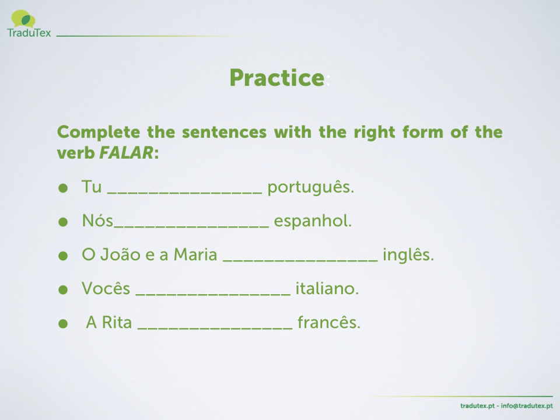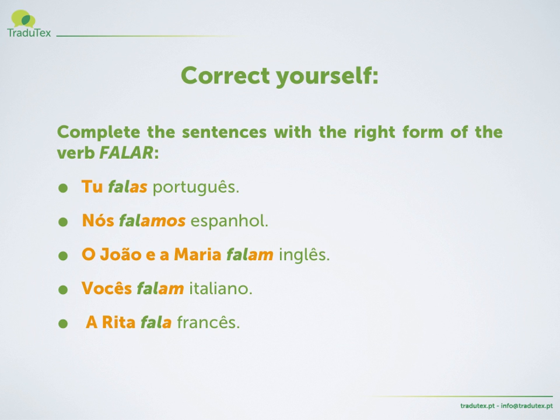And now let's see the solutions. Now you can correct yourself. So first sentence is tu falas português. Then nós falamos espanhol. O João e a Maria falam inglês. Vocês falam italiano. A Rita fala francês.